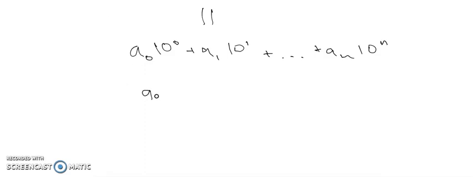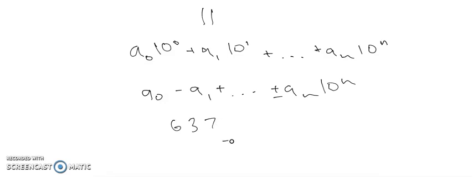We get a sub 0 minus a sub 1 plus a2, and so on. And then if n is an even number, we would have plus a sub n, otherwise minus. So I'll show you how to do this. So say we had the number 637. We would do 7 minus 3 plus 6. So 7 minus 3 is 4. 4 plus 6 equals 10. So that has a remainder of 10. Now 319, we would do 9 plus 3, 12, minus 1 is equal to 11. And 11 has a remainder of 0.